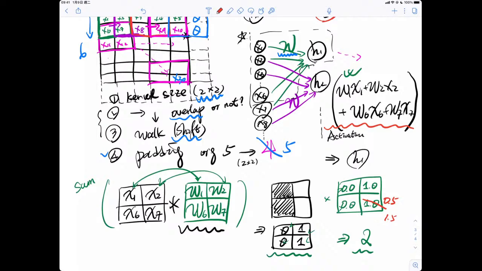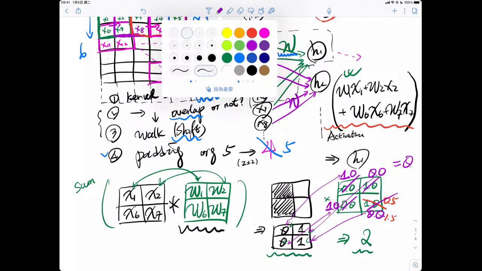Okay, let's take another example, the purple example. If it looks like this, which means the weight and x are quite different. So when you do the product and sum them, the result will be 0, right? Because you multiply this with this one, this one, and this one. The product will be 0.